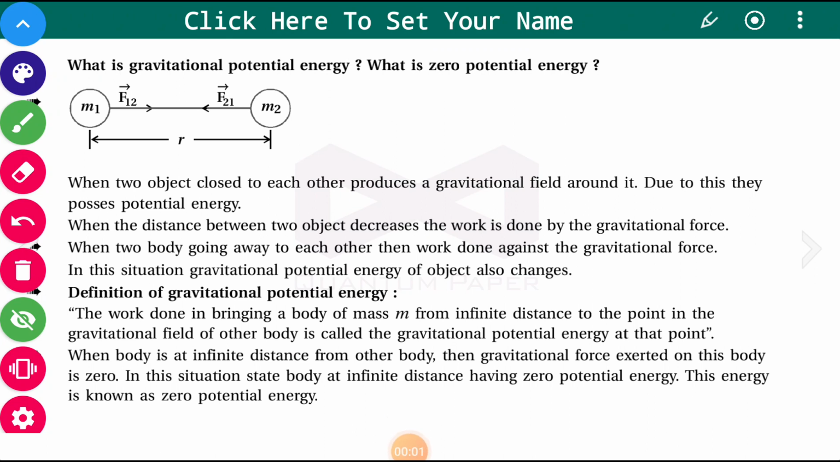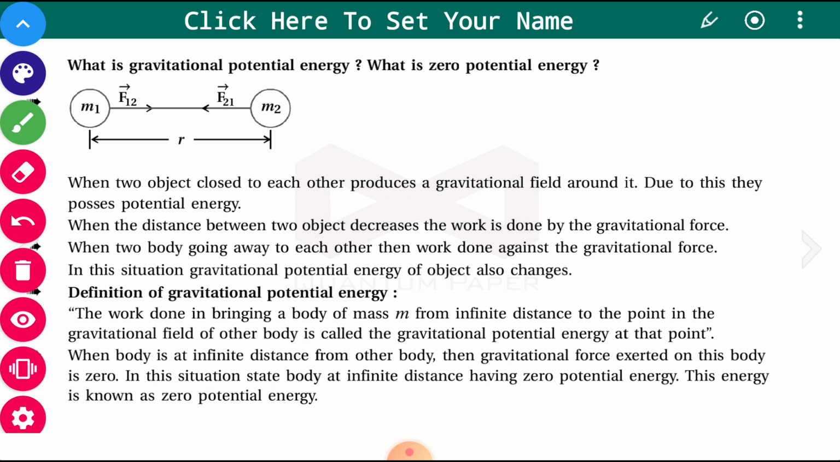Today's topic of discussion is gravitational potential energy. Now, see, when two objects are close to each other, they produce a gravitational field around them, okay? And due to this, they possess potential energy. Try to understand, whenever you have two objects close to each other, they produce a gravitational field around them, and because of this, they have potential energy.